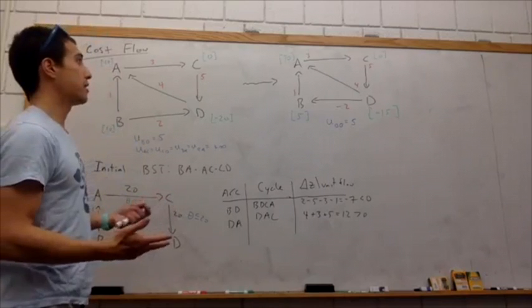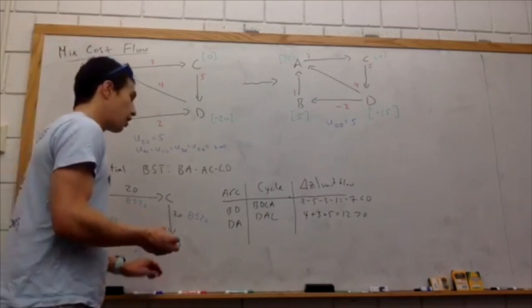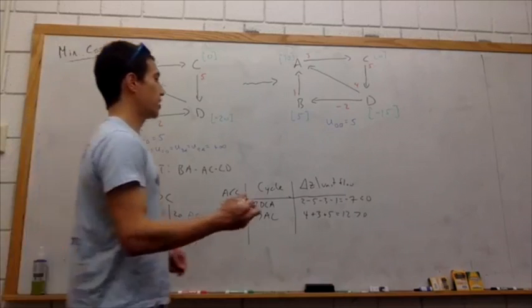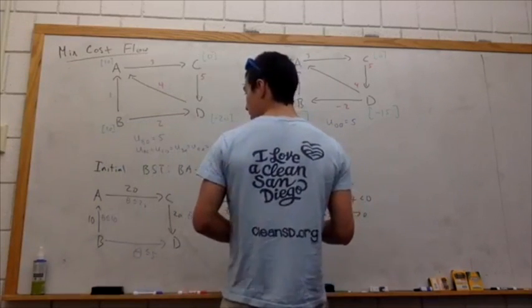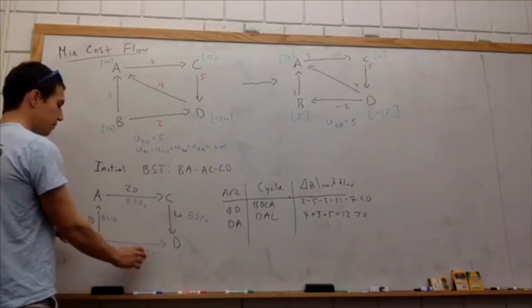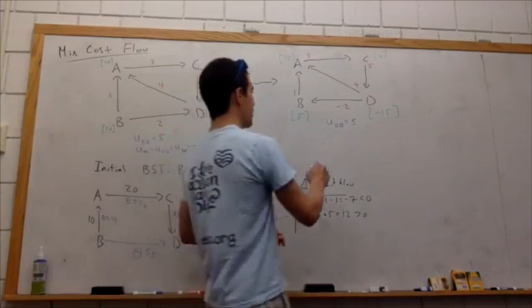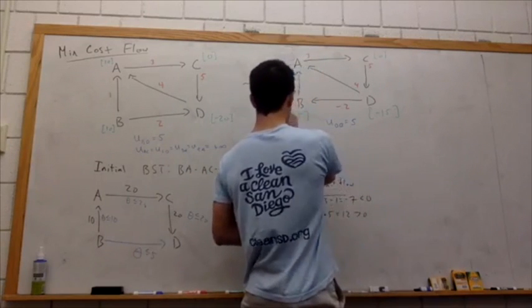And so now let's see what's happening. Our basic feasible solution now is still almost the same. I mean, it's the same set of arcs, but these have been updated, right? I sent 5 units this way. I had to decrease these by 5. So our basic feasible solution looks like this.